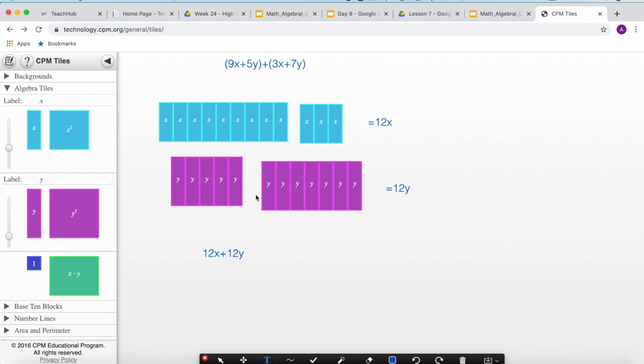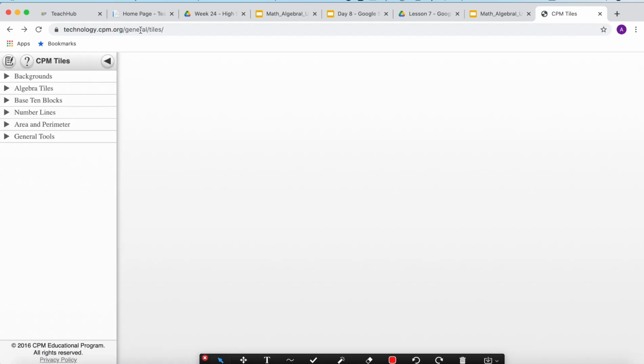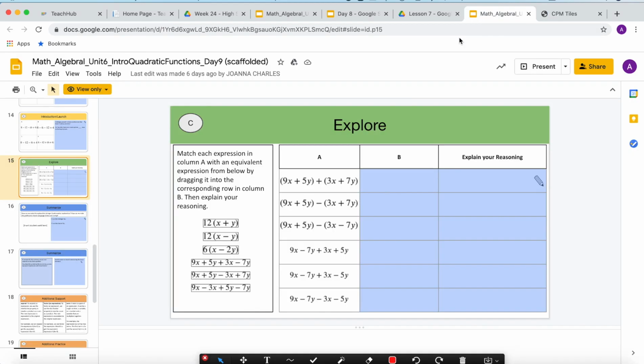Now let's look at one that's a bit trickier. Let me refresh the page. And so let's do this one: 9x plus 5y minus 3x plus 7y.